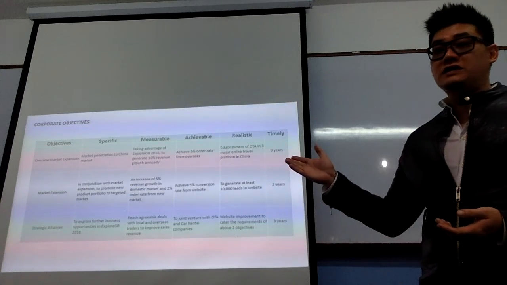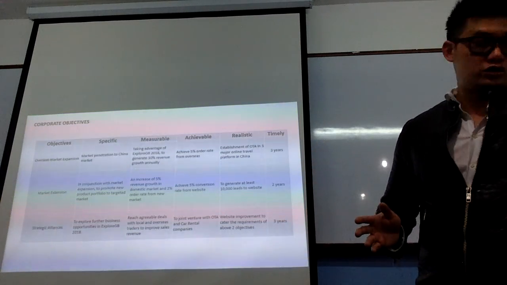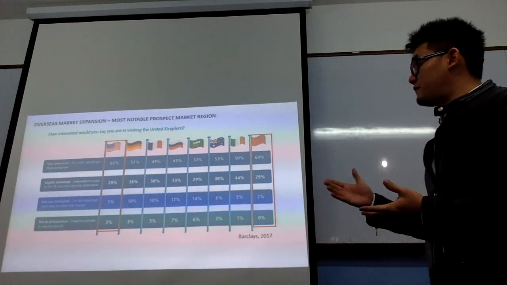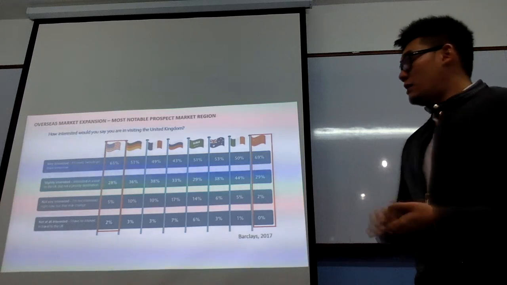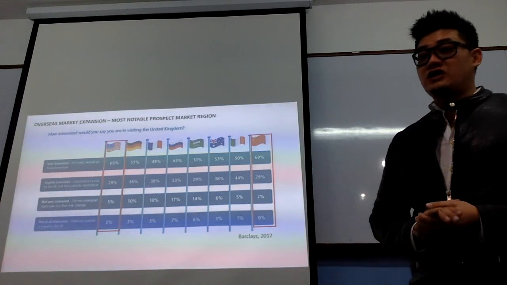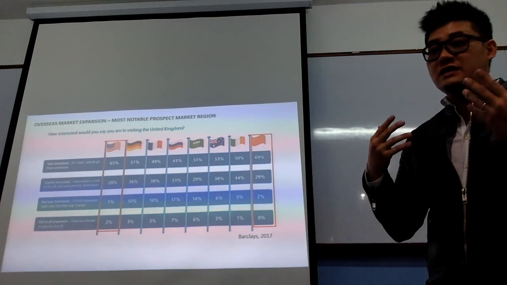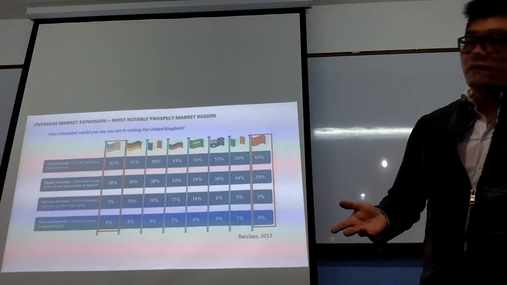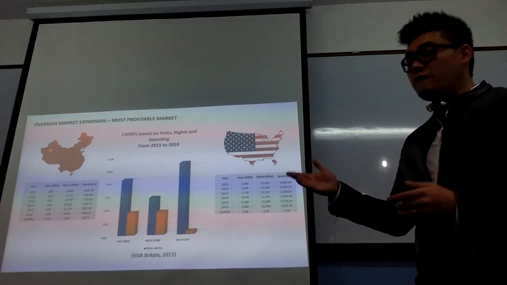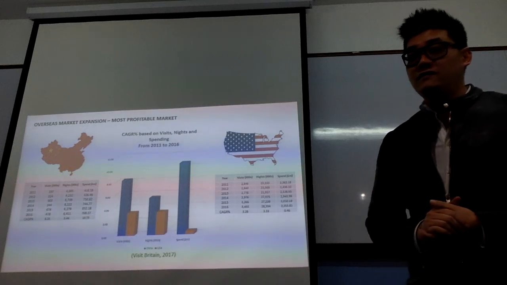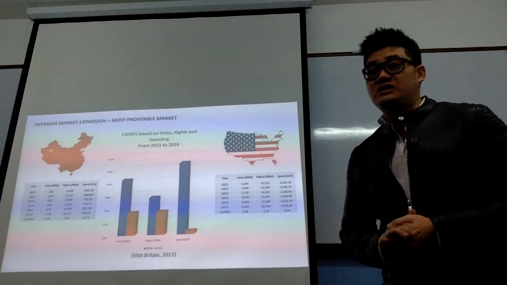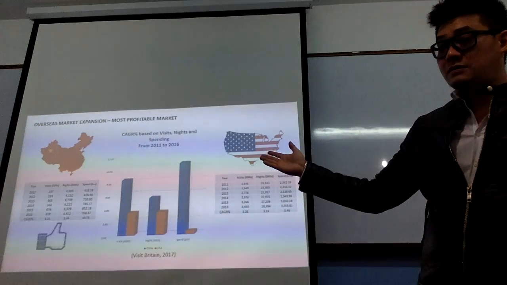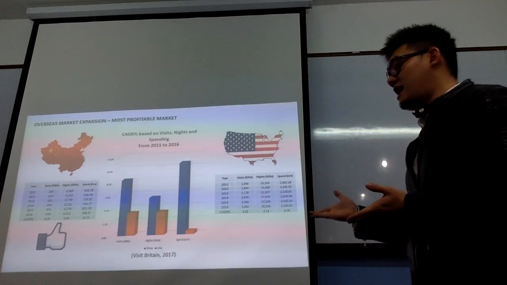Well, the first, the overseas market expansion. According to our research, we are trying to foresee the most profitable market to be developed. Well, obviously, the United States and China are demonstrating a greater interest to visit Britain in their planning of overseas trips. However, based on the CAGR growth on the visits, nights and spending from 2011 to 2016, China undoubtedly showcases the most favorable and profitable market to be developed.